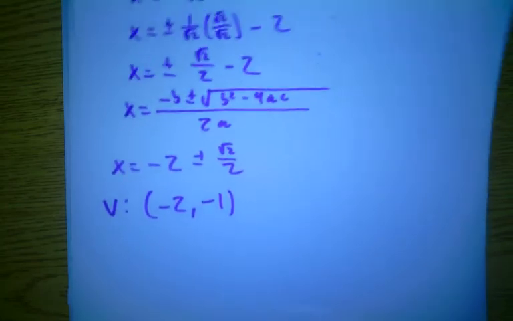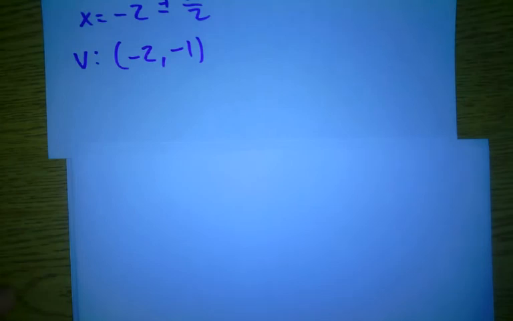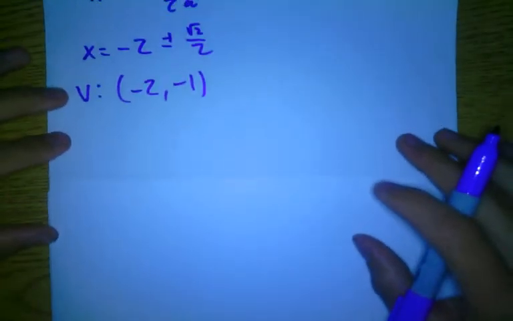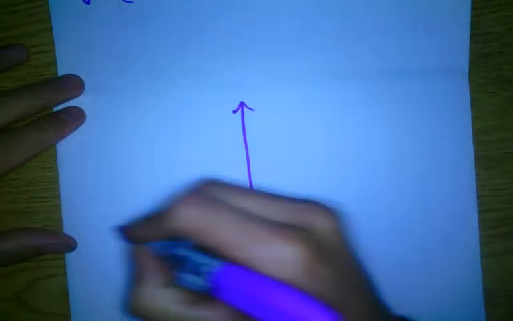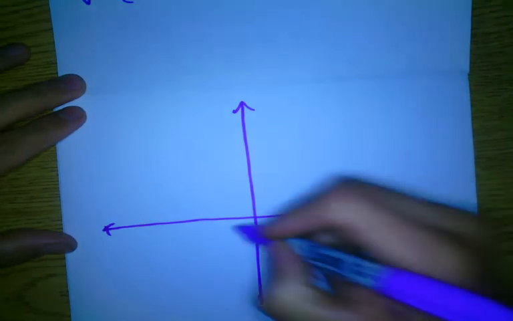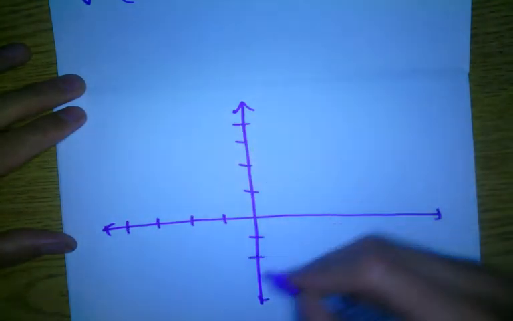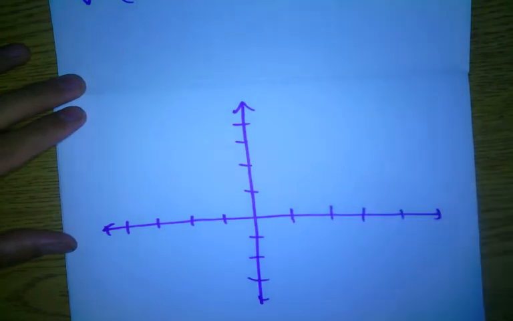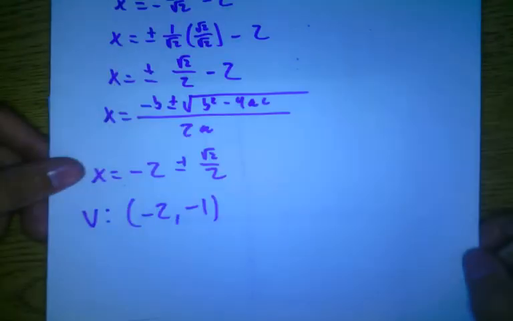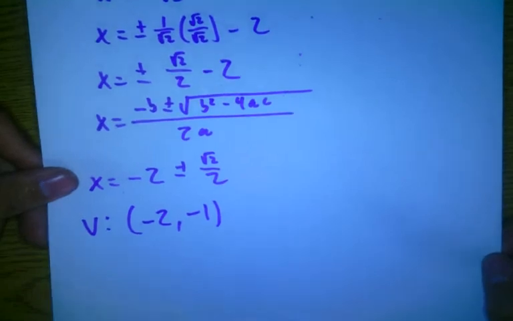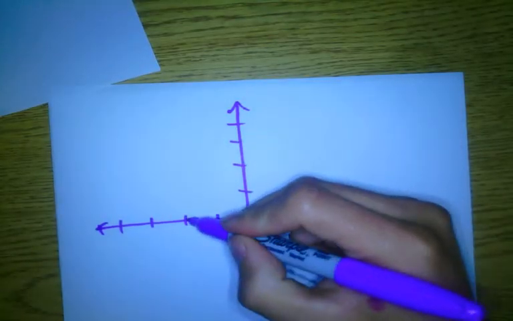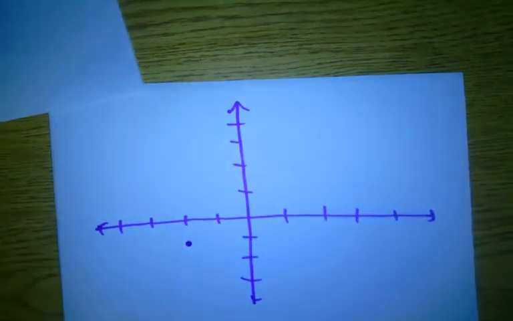Well, there's only one number that I'm worried about. What number would that be? Square root of 2 over 2. Well, let's start out with what we do know. We know the vertex. Okay, so let me go ahead and sketch a Cartesian plane. My vertex, according to this problem, which is what we found first, was negative 2, negative 1. Negative 2, negative 1 is about right here.